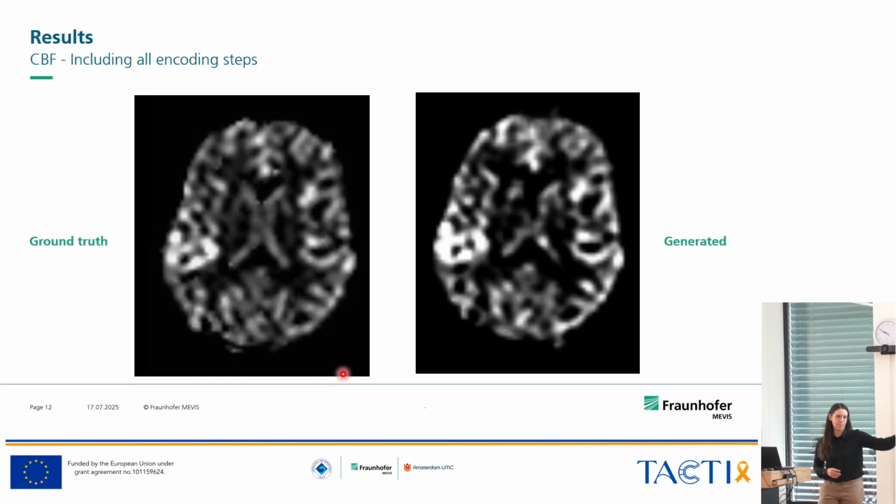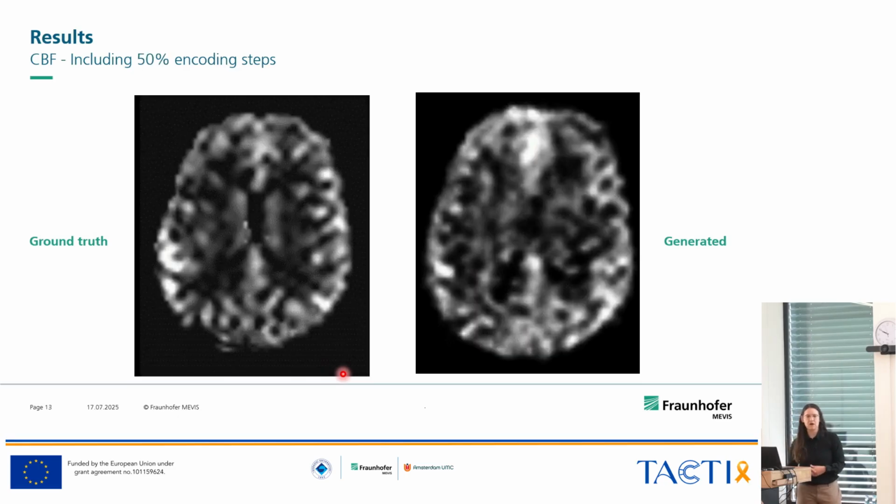Now, if we come to the sparse part, if I leave out half of the encoding steps, so I'm losing half of the information from my data, that's how a generated map then looks compared to the ground truth one.